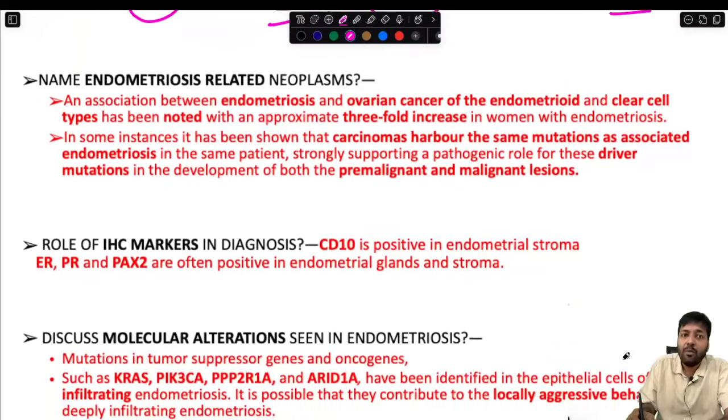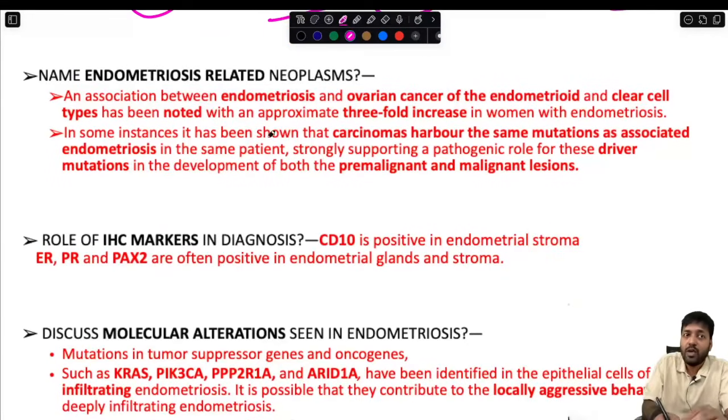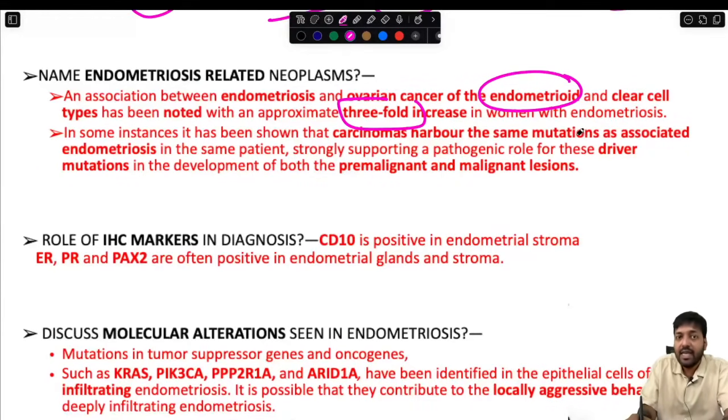Now name endometriosis related neoplasms. An association between endometriosis and ovarian cancer of endometrioid type as well as clear cell type has been noted, with an approximate threefold increase in women with endometriosis. In some instances, it has been shown that carcinomas harbor the same mutations as the associated endometriosis in the same patient, strongly supporting a pathogenic role for these driver mutations in the development of both pre-malignant and malignant lesions.